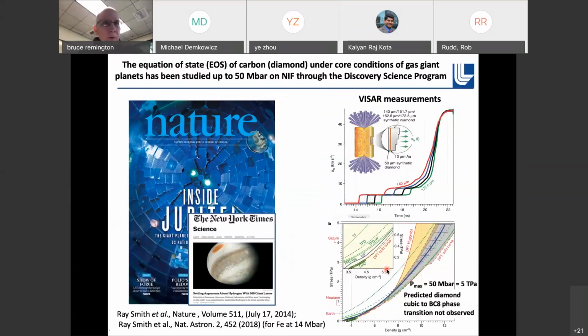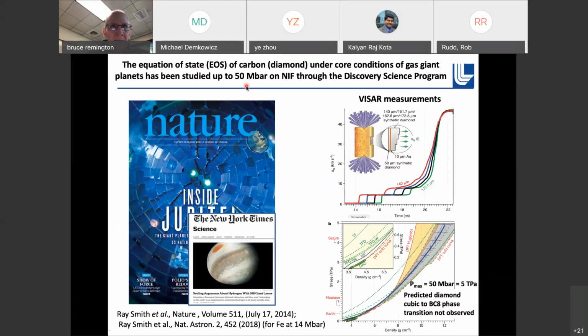Okay, starting out with one of the first Discovery Science projects. The Discovery Science program at Livermore is where anybody in the world can propose basic science to use the NIF laser. One of the first Discovery Science projects that reached a conclusion was the equation of state study of carbon, where they used diamond foils at pressures and densities that match those at the cores of giant planets.